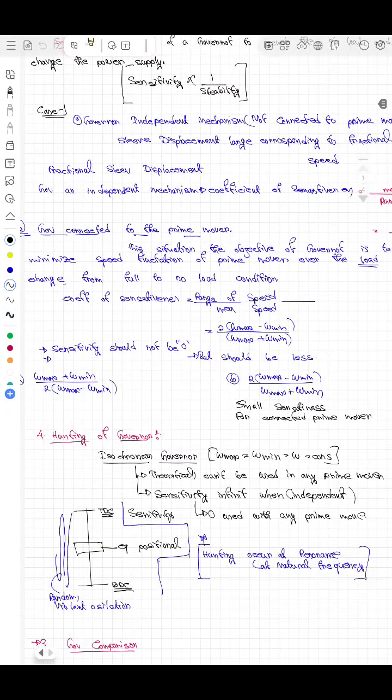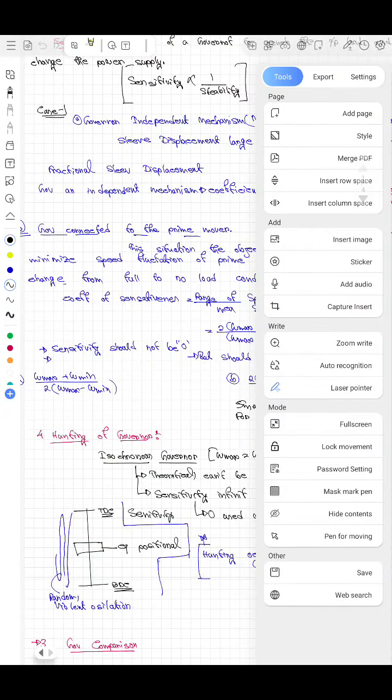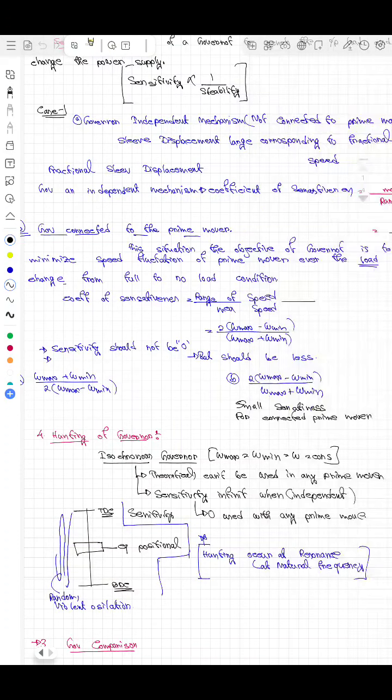Now the next topic that we are dealing with is sensitivity. That is the first topic before power and effort. So now let's get back to the important points.